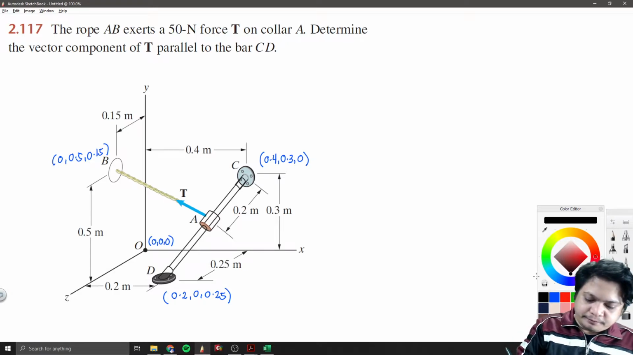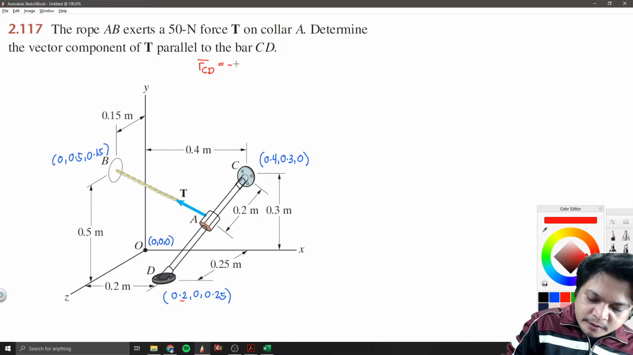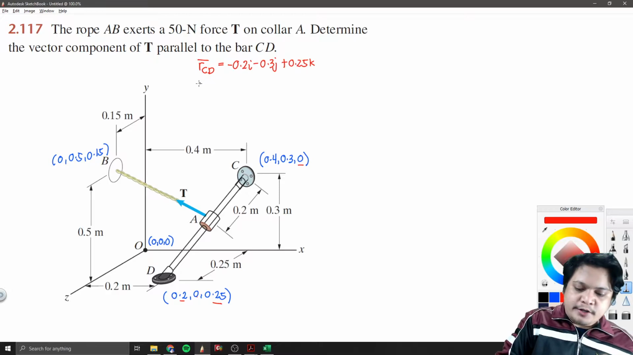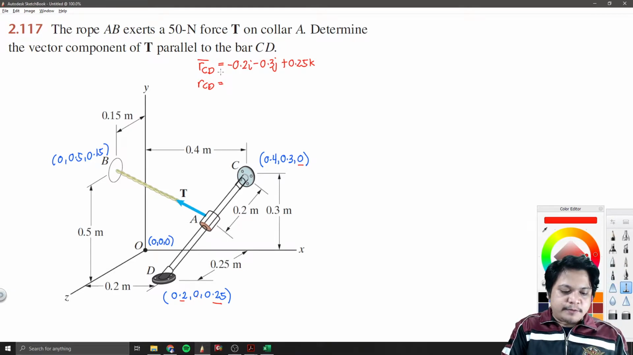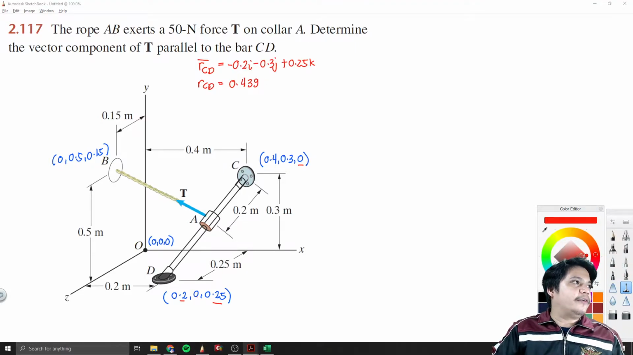Unahin ko muna si R. Ito na lang lagay kasi baka maubusan tayo ng space. So, RCD. Madali naman yon from C to D. So, 0.2 minus 0.4, so negative 0.2 of I. And then 0 minus 0.3, negative 0.3 of J. And then 0.25 of K, 0.25 minus 0. Okay? So, kunin ko si RCD. That's equal to square root of 0.2 squared plus 0.3 squared plus 0.25 squared. So, that's around 0.439.